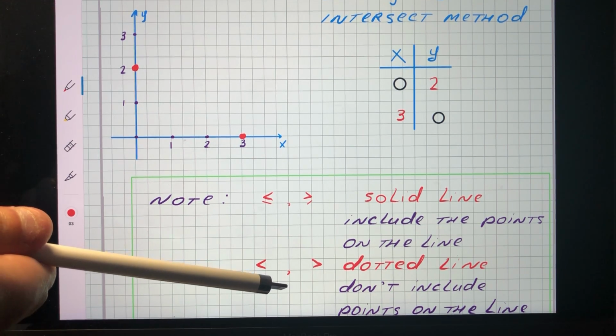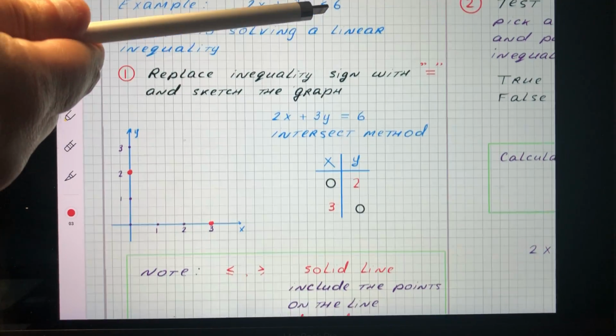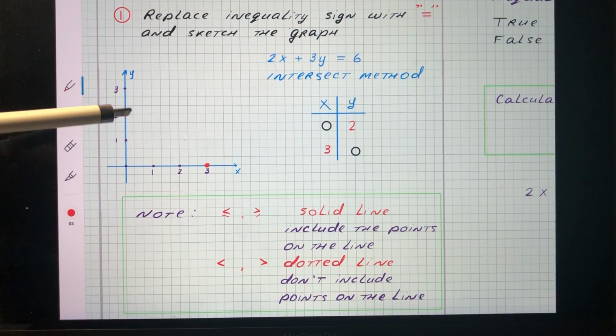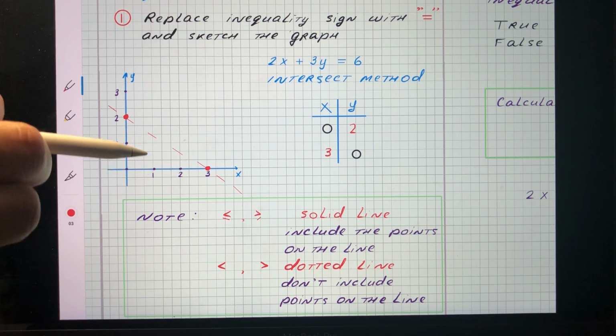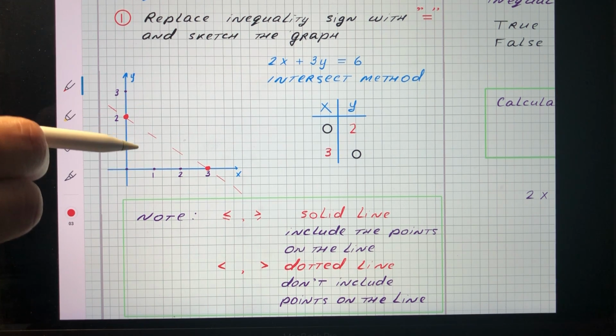In our original inequality, we do have an equal sign right here. Sorry, we do not have an equal sign. So we would connect our two dots with the dotted line. So it will look something like this. Dotted line goes through our 2 points. Now, this dotted line has divided our graph into 2 parts, below and above. We need to decide which region actually has our answers.